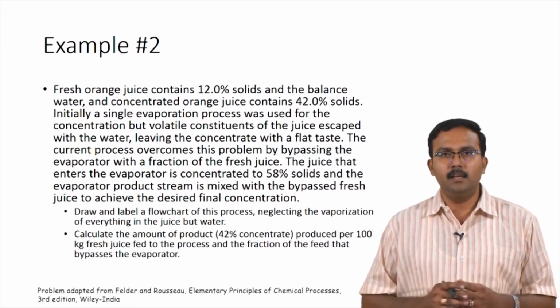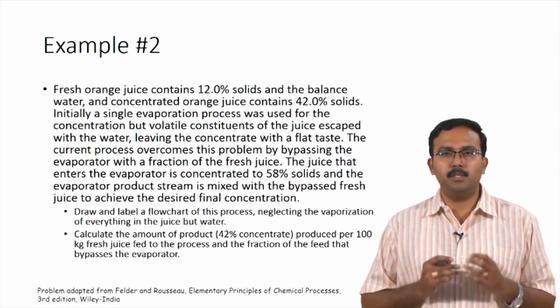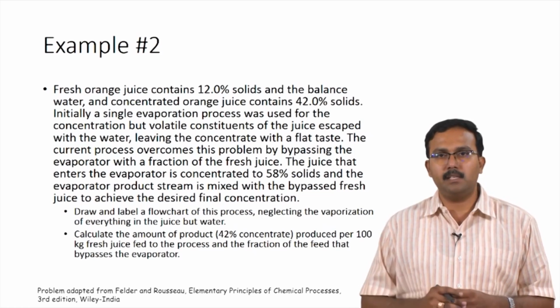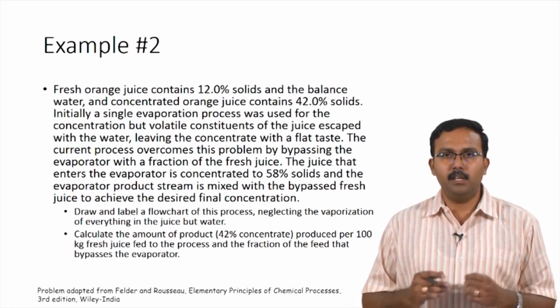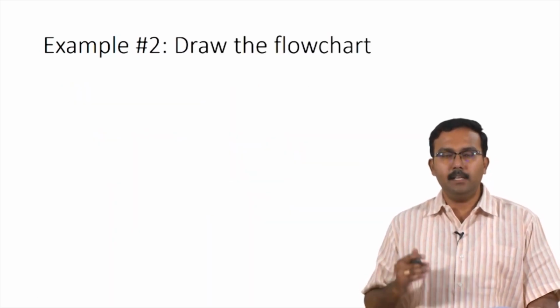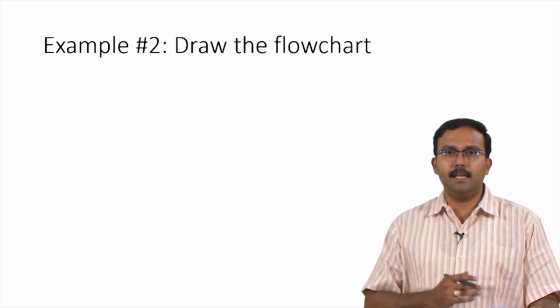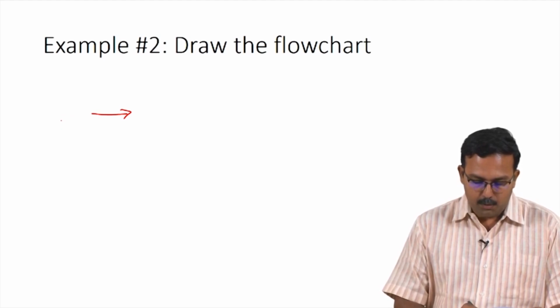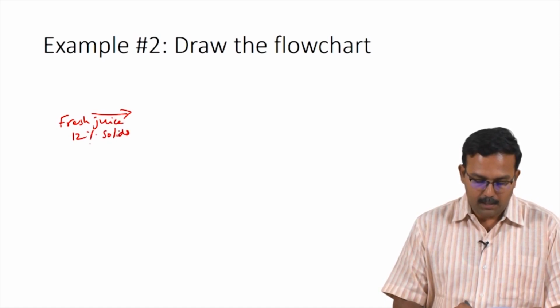As we had done earlier, understanding all the processes which have been given and drawing the right flow chart with the proper labeling will make our calculations reasonably simple. Let us start with drawing the flow sheet for this problem. The problem statement gives us that fresh juice containing 12% solids and the rest as water is entering into the system. So, let us start with that. So, the first flow would be your fresh juice. So, this fresh juice contains 12% solids and the rest 88% would be water.